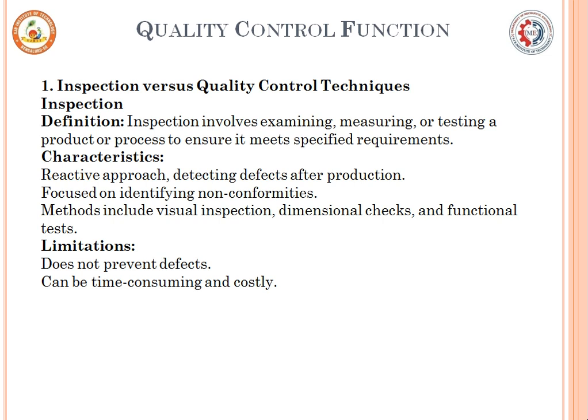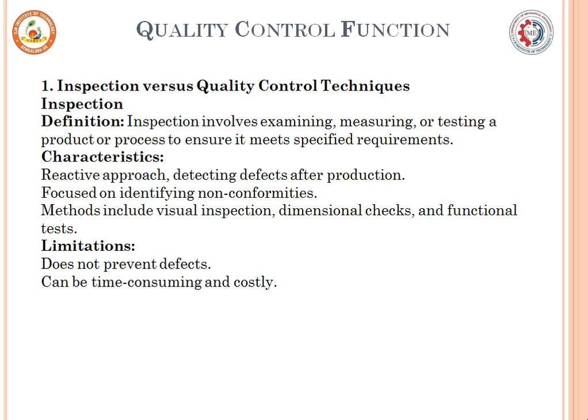So what are the quality control functions? Here it is discussed about inspection versus quality control techniques. In inspection, we examine, measure, and test a product or process to ensure it meets specific requirements. The characteristics are a reactive approach, meaning for the defects you are going to take corrective action, detecting defects after production, and focusing on identifying non-conformities. Other characteristics include visual inspection, dimensional checks, and functional tests.